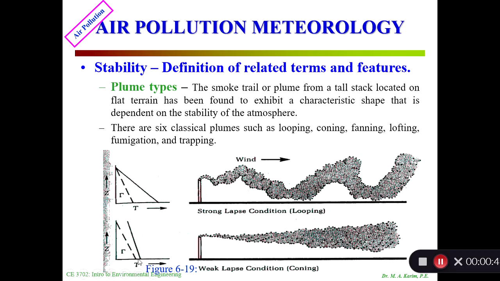The next one looks like this is the lapse rate, and the temperature is here. It looks like it was here and it was here, so it's not following this, and that's why it has a little bit of an effect. But you see this area still has space for the people around here, so this could be kind of safe. Weak lapse condition, coning: it becomes kind of a cone. If the cone becomes worse, and comes down here, then it's bad for us.